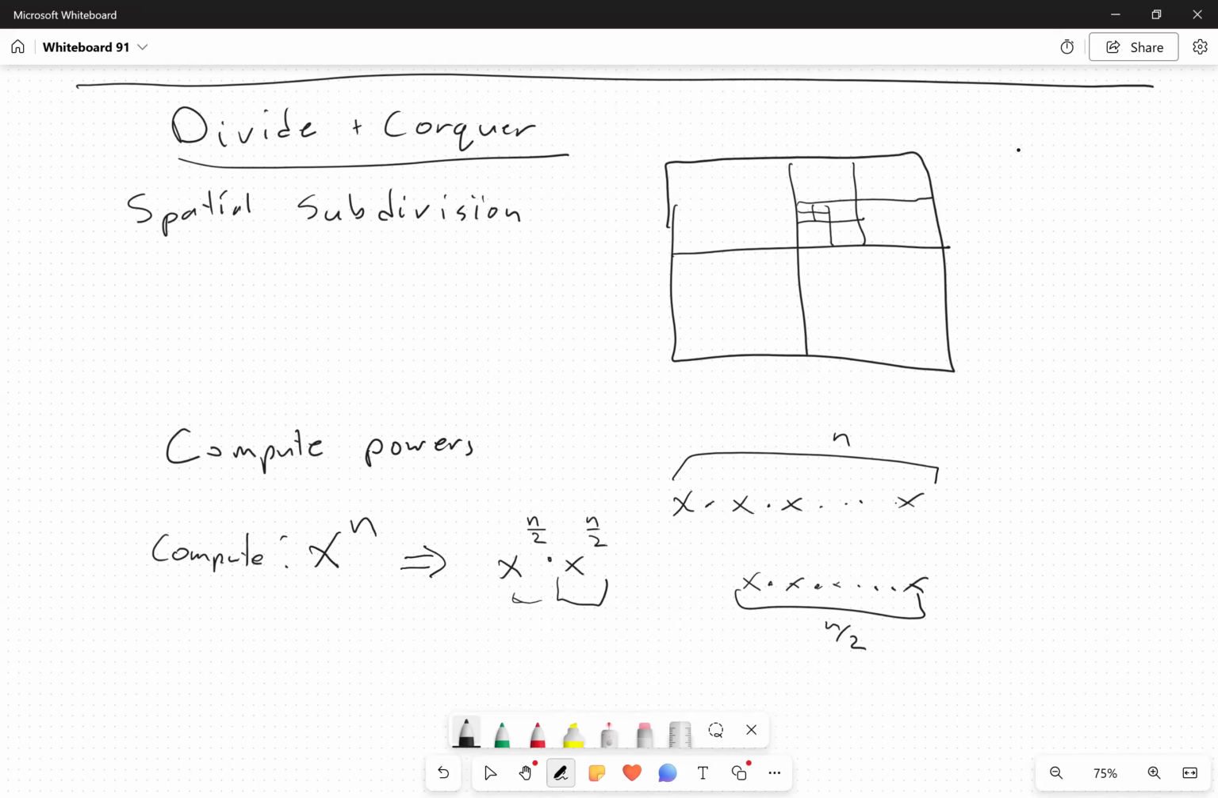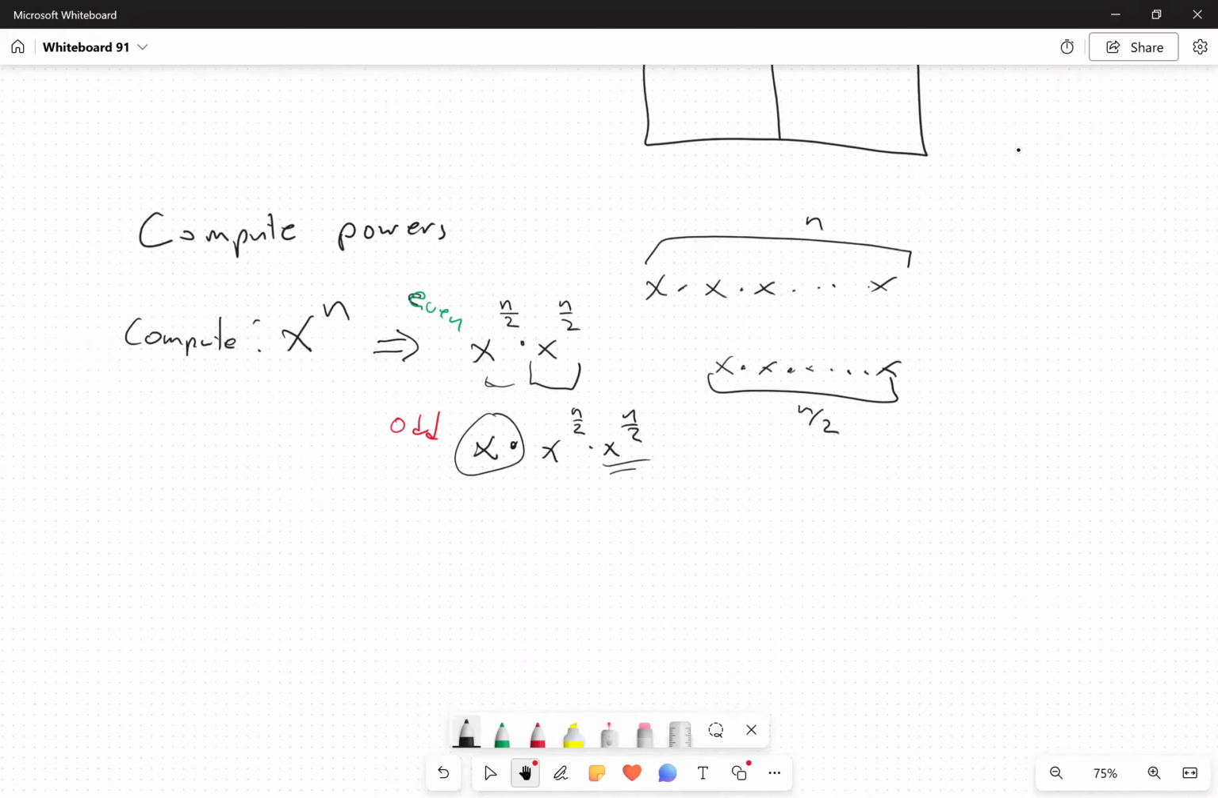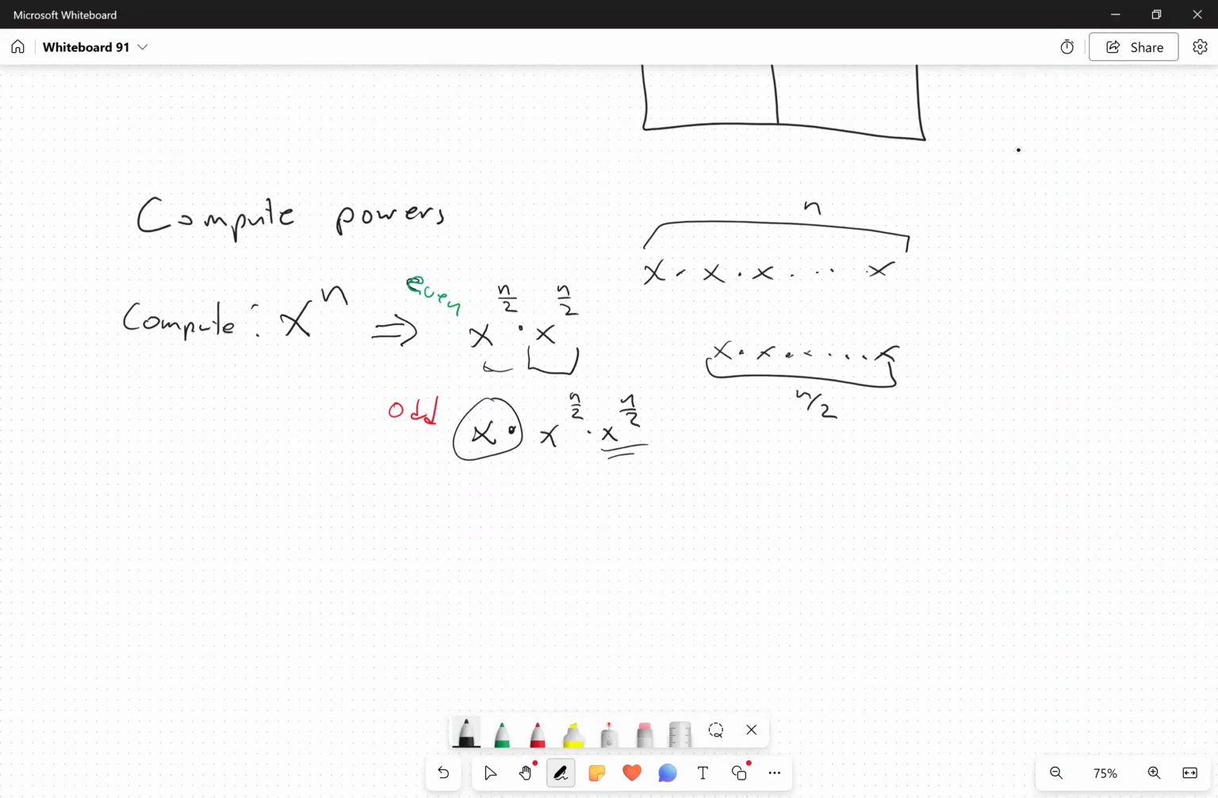So this is the even case. The odd case is going to be x times x to the n over 2 times x to the n over 2. There's going to be one extra x there, but again, the rest of it is just x to the n over 2. And of course, then you run into the same thing. How do I compute x to the n over 2? Well, I can do that by saying x to the n over 4, and so on.